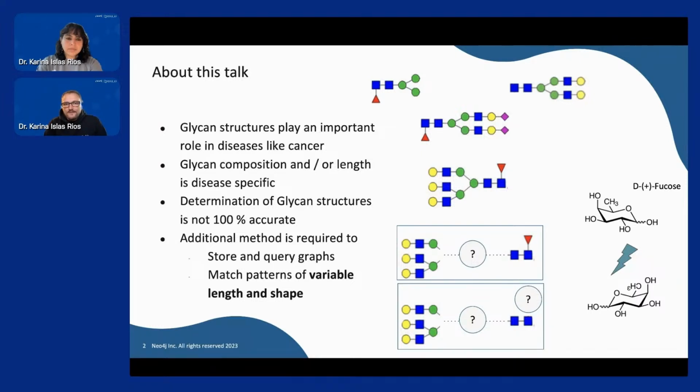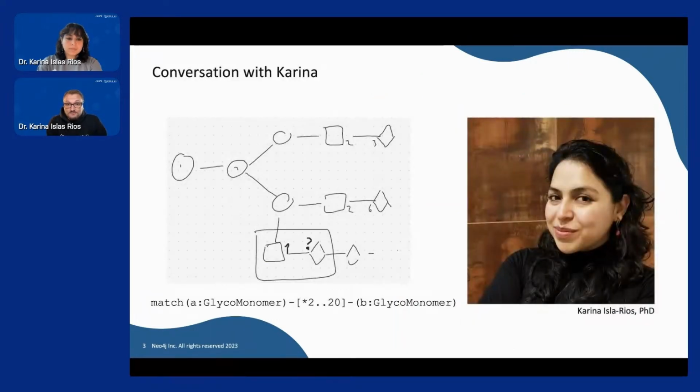And the glycan composition: you see the colors and the shapes of the different sugar monomers are connected to each other in a tree-like structure. Depending on the composition and the length of these sugar trees, they are disease specific, for example, for Alzheimer's disease or for cancer. That makes them really interesting to study in terms of targets.